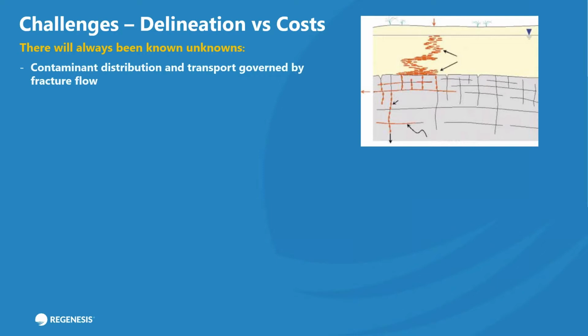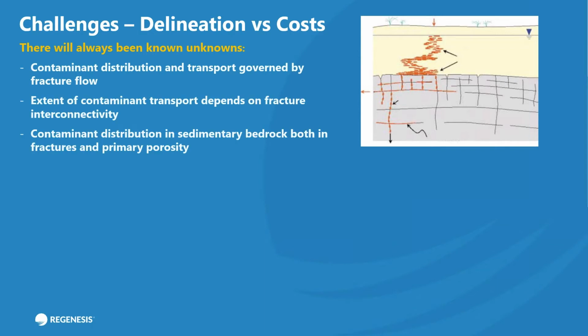Some of the things that are unique to fractured bedrock sites is how this contamination is going to be distributed in the subsurface. Contaminant distribution and transport is going to be largely governed by fracture flow. The extent of that contaminant transport is going to be dependent on fracture interconnectivity. And when you're designing your site investigation, I'd stress that this should be one of the major objectives for your SI, is to understand the interconnectivity of the fracture network on your particular site.